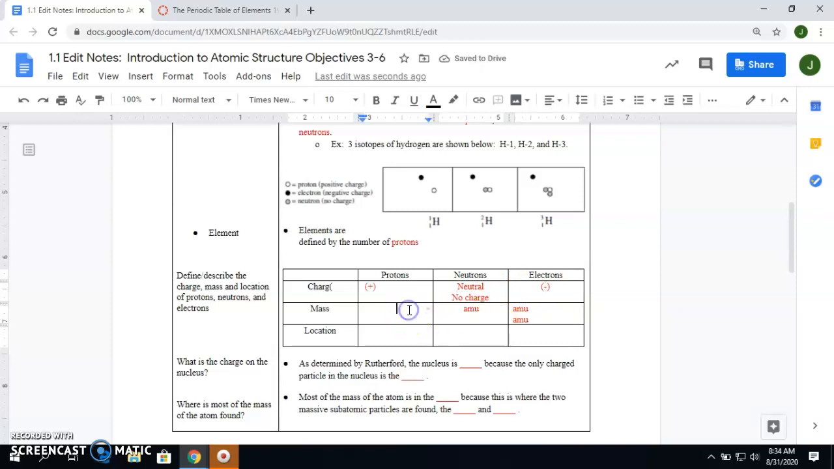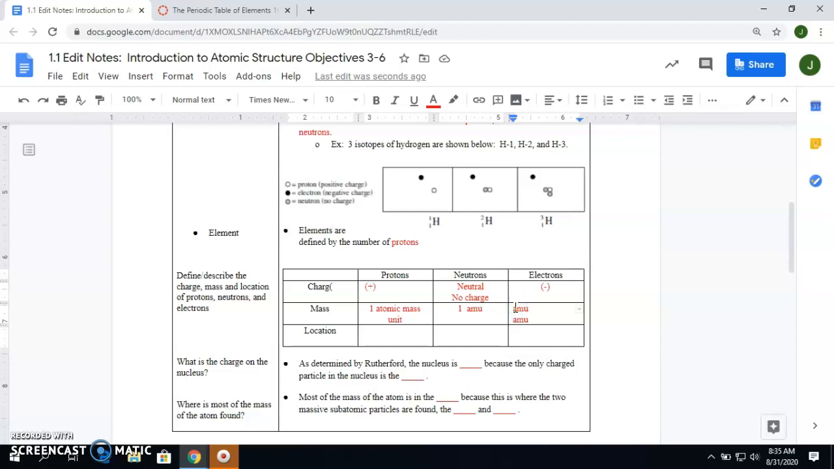In terms of mass, the way that we measure the mass of these really small things, like protons, neutrons, and electrons, and even atoms themselves, is on a scale called atomic mass units. And it turns out that the mass of a proton is 1 atomic mass unit. Now, just like the mass of a proton is 1 atomic mass unit, the mass of a neutron is equal to that. It's also equal to 1 atomic mass unit.